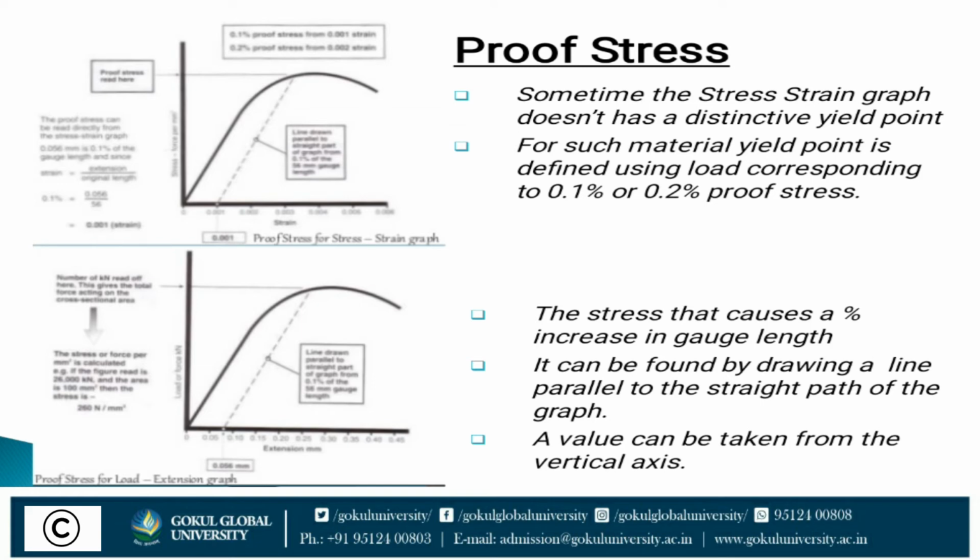Proof stress. Sometimes the stress strain graph does not have a distinct yield point. For such material, yield point is defined using the load corresponding to 0.1% or 0.2% proof stress. We can see in this graph the stress that causes a percentage increase in gauge length. It can be found by drawing a line parallel to the elastic path of the graph. A value can be taken from the vertical axis.